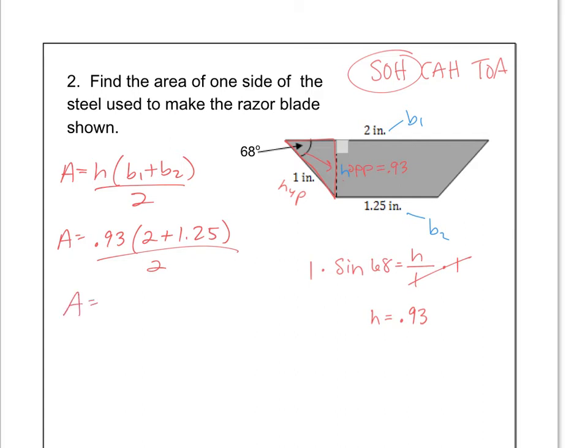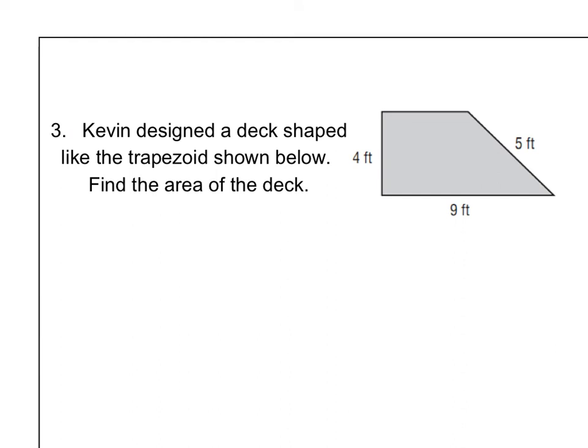And I got approximately 1.5, and remember it's inches squared. Number 3, Kevin designed a deck shaped like the trapezoid shown below. Find the area of the deck. Well, I think this would be base 1 and this would be base 2. So we know one of the bases, and I think the 4 is the height.